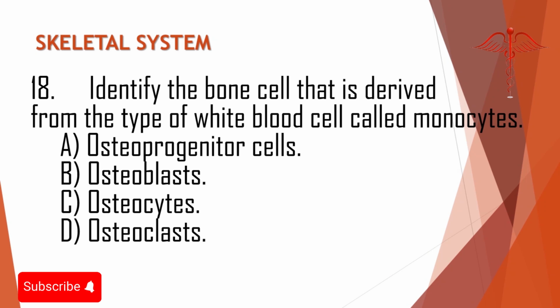18. Identify the bone cell that is derived from the type of white blood cell called monocytes. A. Osteoprogenitor cells, B. Osteoblasts, C.